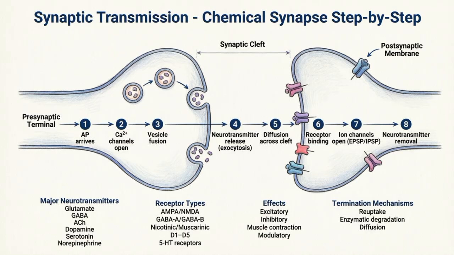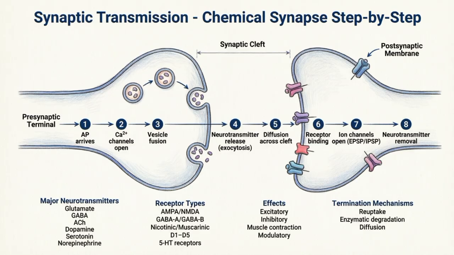Step 7, ion channels open. Receptor binding triggers ion channels to open in the postsynaptic membrane. This creates either an EPSP, which is excitatory, or an IPSP, which is inhibitory.